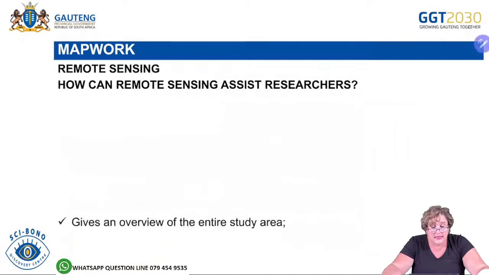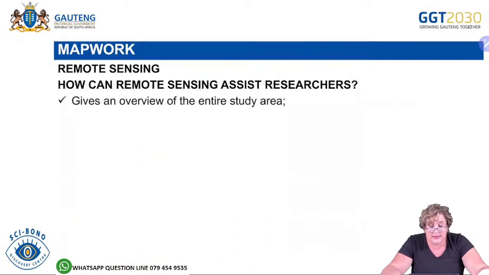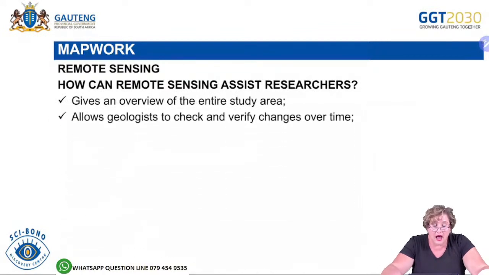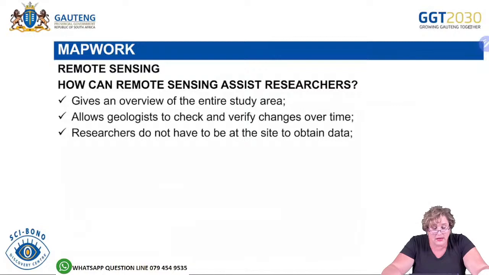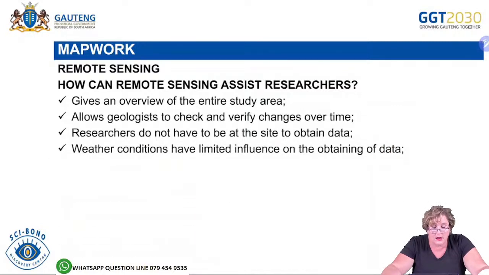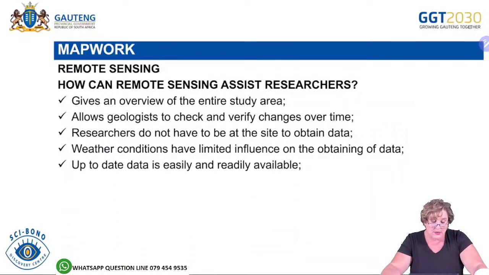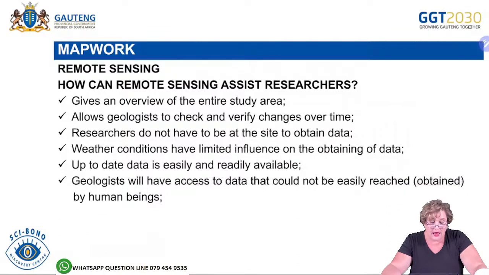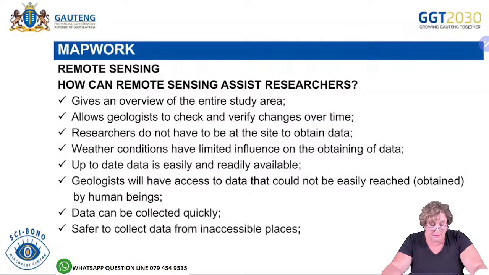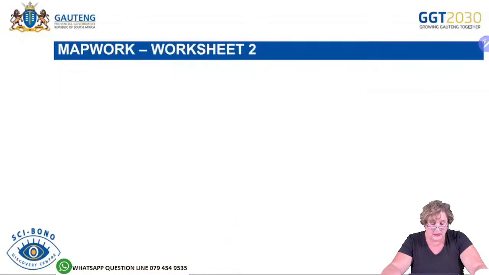How can remote sensing assist researchers? They can give an overview of the entire study area. It can allow a geologist to check and verify changes over time. The researchers don't have to be at the site to obtain the data. Weather conditions have limited influence on obtaining the data. Up-to-date data is easily and readily available. A geologist will have access to data that could not be easily reached by human beings. Data can be collected quickly. It is safer to collect data from inaccessible places.